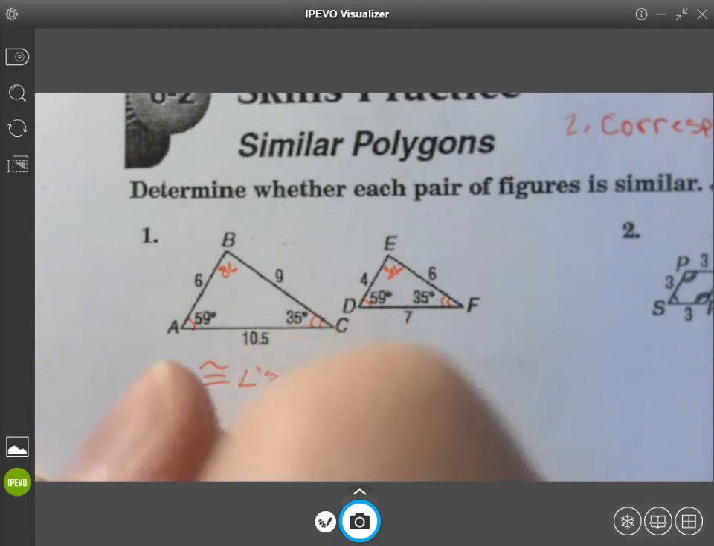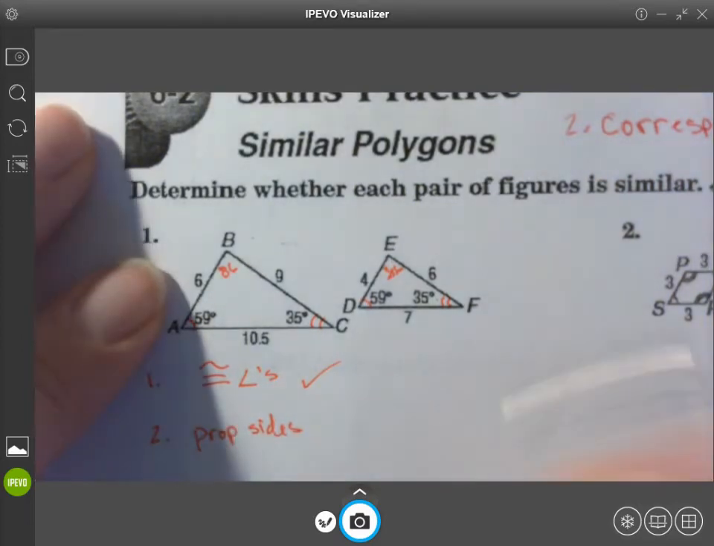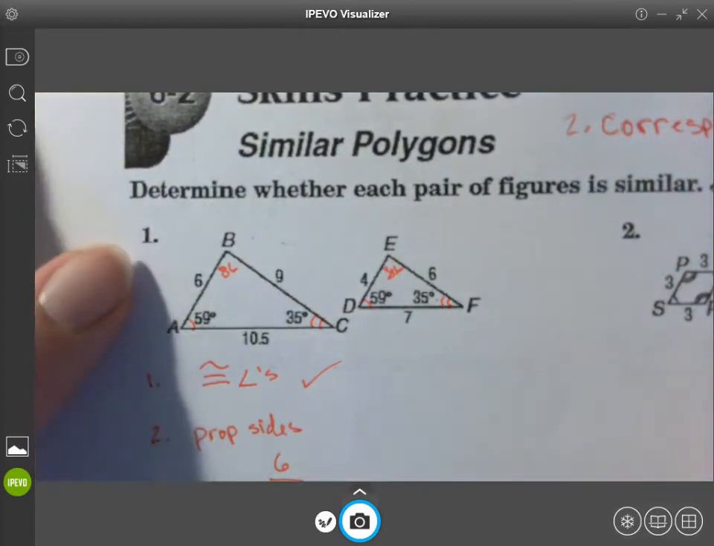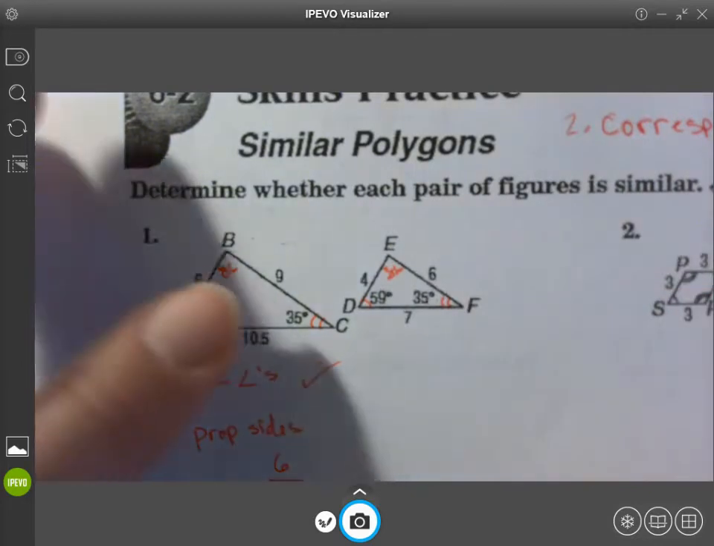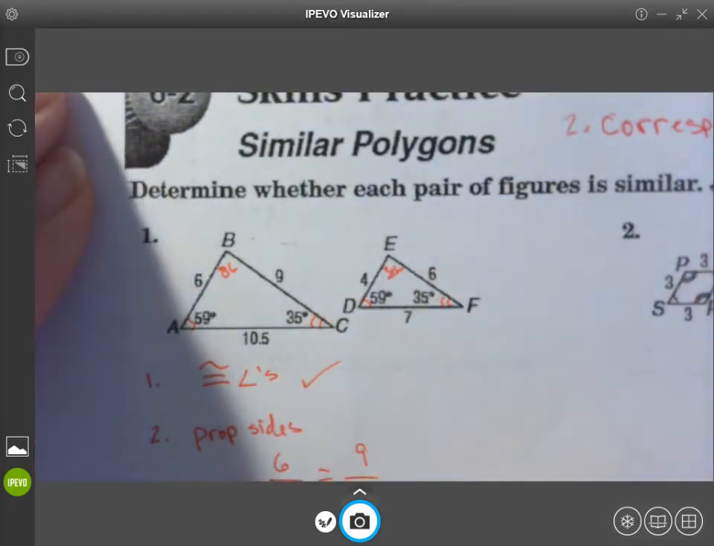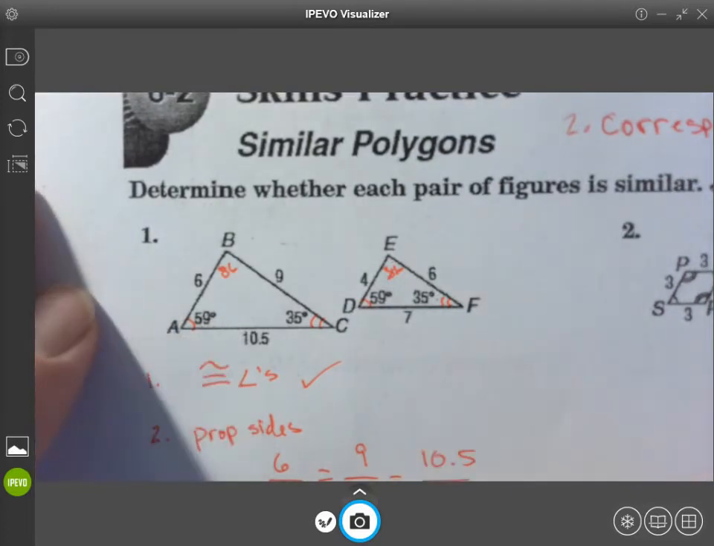Now, are our sides proportional? So this was check one, congruent angle. Step two, do we have proportional sides? That's my next question. So here's how I prove it. I'm going to take the 6 over the 4, and I just have a habit of starting with whatever's on the left or whatever's on the top. So the 6 goes with 4, come back to here. 9 corresponds with the 6, and 10.5 corresponds with the 7.